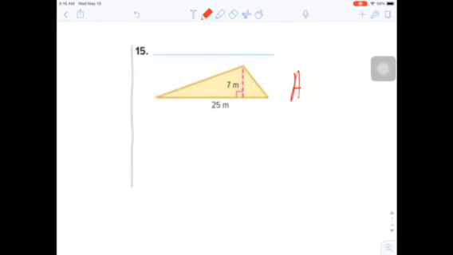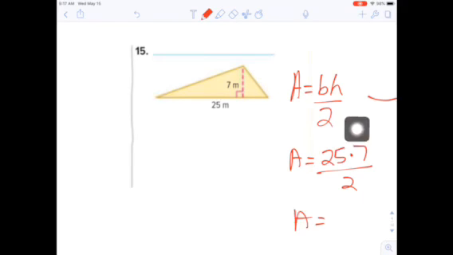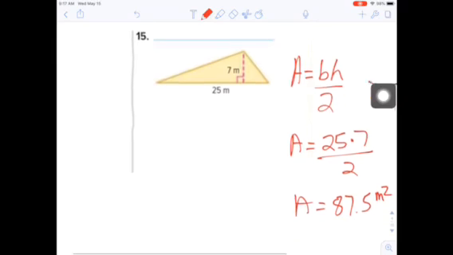So since it's a triangle, we're going to use our triangle formula, which is base times height divided by 2. Second step is we'll look at your base, 25, multiplied by your height of 7, divided by 2. So you're going to want to calculate that right now. Pause the video and come back and check. Okay, so if you perform this problem in your calculator, you should be getting 87.5. And then don't forget to label. It's meters squared since it's an area.